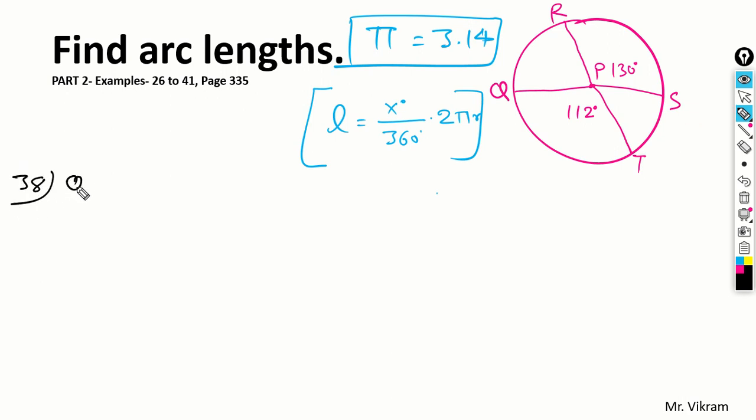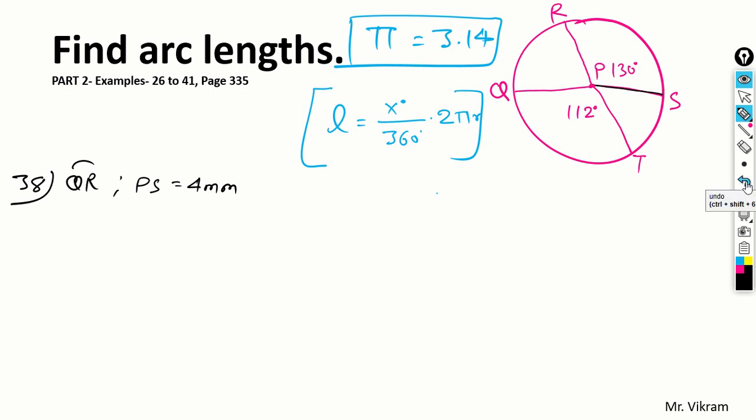38 is asking for QR, and if PS is 4 millimeter, PS is 4 millimeter, so QR is this part, right? So this is 4 millimeter. So basically now it is given radius as 4 millimeter. So if this is 4 millimeter, then this will be 4 millimeter, this will also be 4 millimeter. All the radius is same, so everything will be 4 millimeter, right?